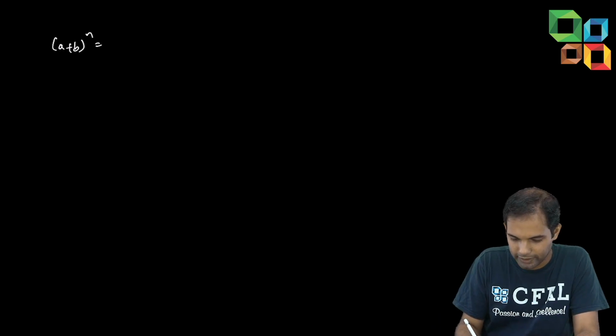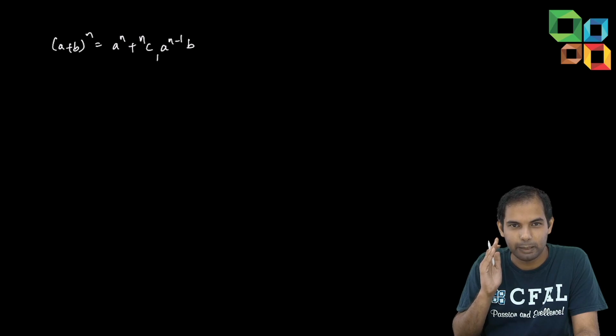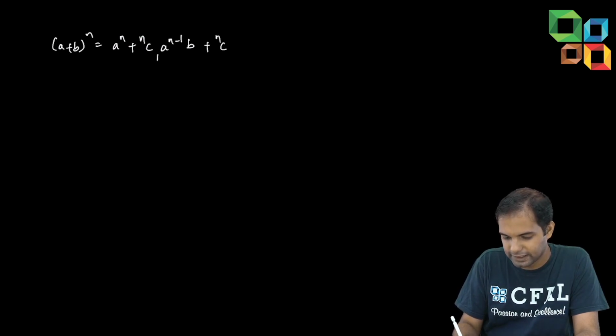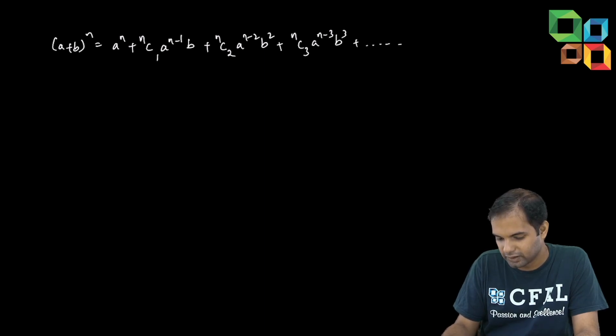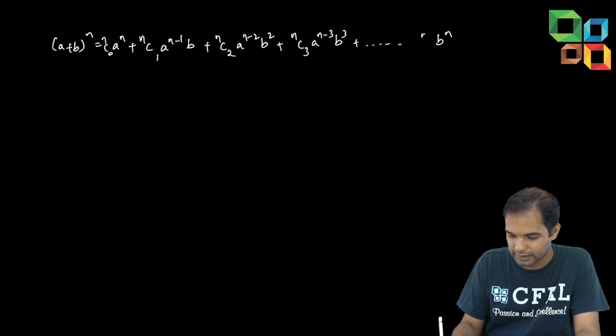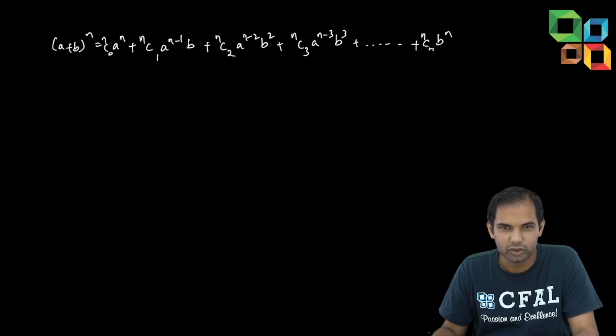That is a power n plus nc1 into a power n minus 1 into b. Okay. So everybody goes in the same line. Then when I'm talking about the second term, it is this term. Even if you are talking about the second term, it should be the same term. Right? So plus nc2 a power n minus 2 into b square plus nc3 a power n minus 3 into b cube, and so on. At the end, it will end with b power n. Okay. If you want, you can write nc0 here and ncn. Just that, because they are one, we usually ignore them.